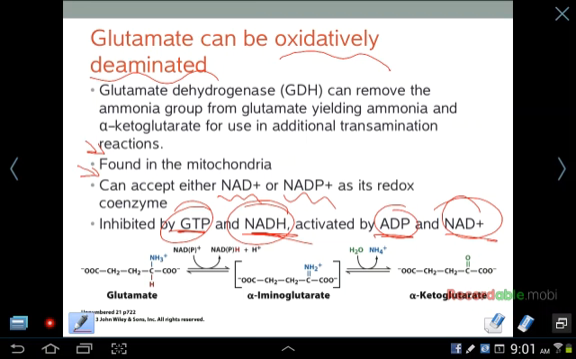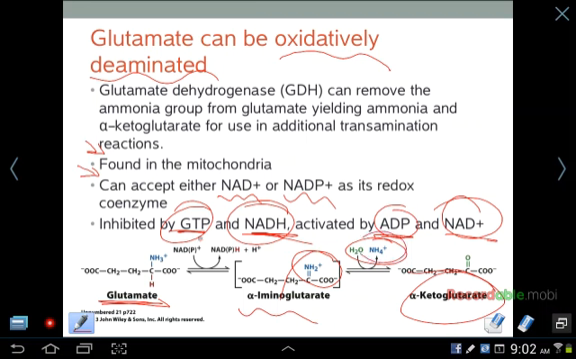So when this happens, glutamate donates a pair of electrons to either NAD or NADP. And this makes our transition state, alpha-iminoglutarate. Using water, we hydrolyze the ammonia group off of the alpha-iminoglutarate to regenerate alpha-ketoglutarate. All right, and then free ammonia is released.